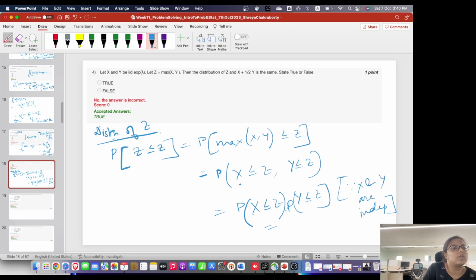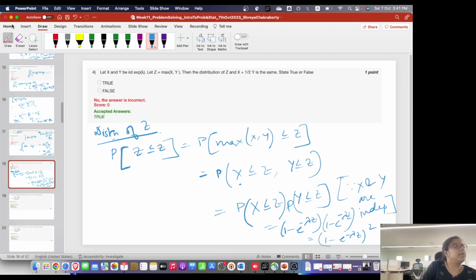This we can write as 1 minus e to the power minus lambda z. This is the CDF of an exponential distribution with mean 1 by lambda, and the other one is also 1 minus e to the power minus lambda z. So it is (1 minus e to the power minus lambda z) whole squared. This is the CDF.